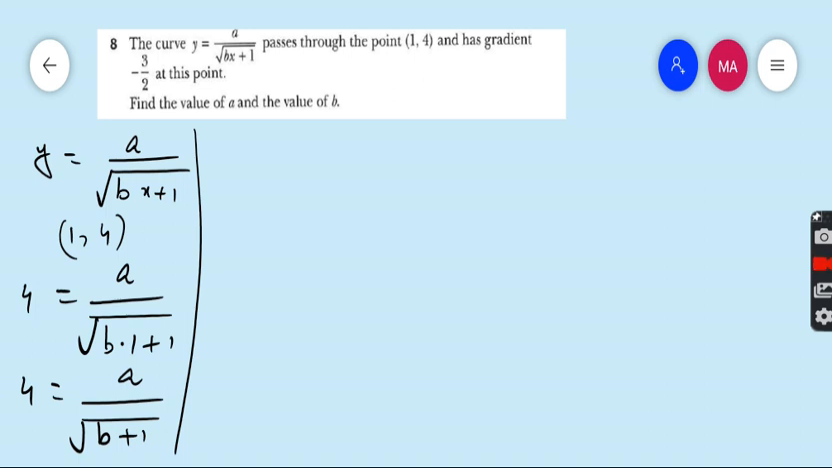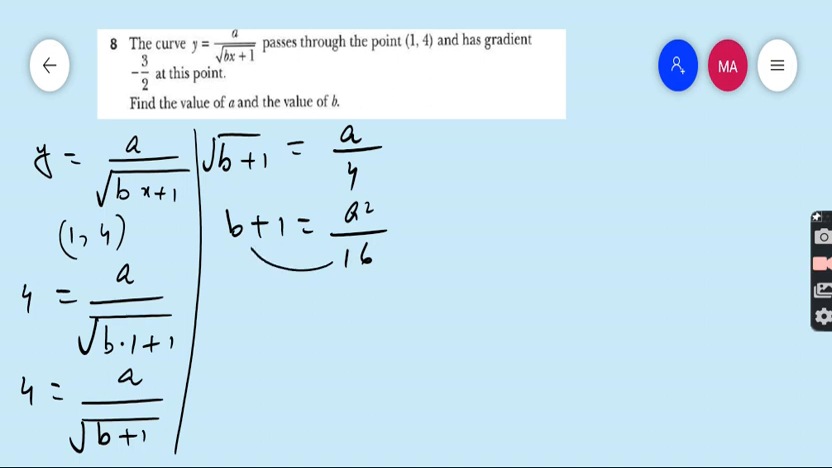Shift this root of b plus 1 to the other side. It is root of b plus 1 equals a upon 4. In order to eliminate the square root, taking square on both sides, it will be b plus 1, and square of a is a square and square of 4 is 16. This 16 should multiply by the other side. 16 into b plus 1 is equal to a square. So a square is equal to 16b plus 16. This is equation number 1.